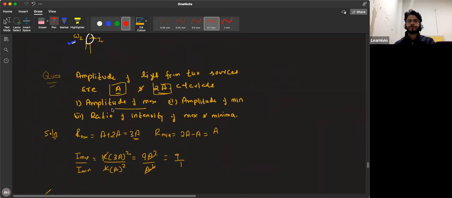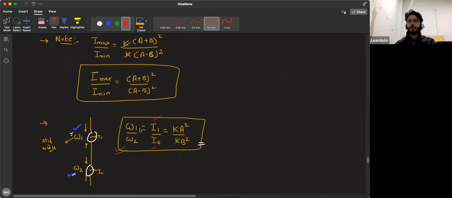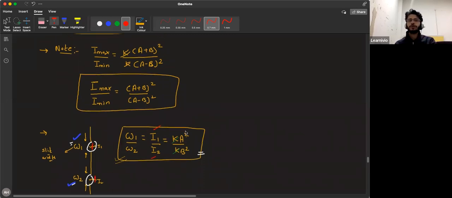So one should remember that the ratio of widths of the slits is this. This opening is the width of the first slit, and this opening is the width of the second slit. The ratio of widths of two slits is equal to the ratio of intensities, which is equal to the ratio of squares of amplitudes. Just note it down. We'll start doing numericals of it.